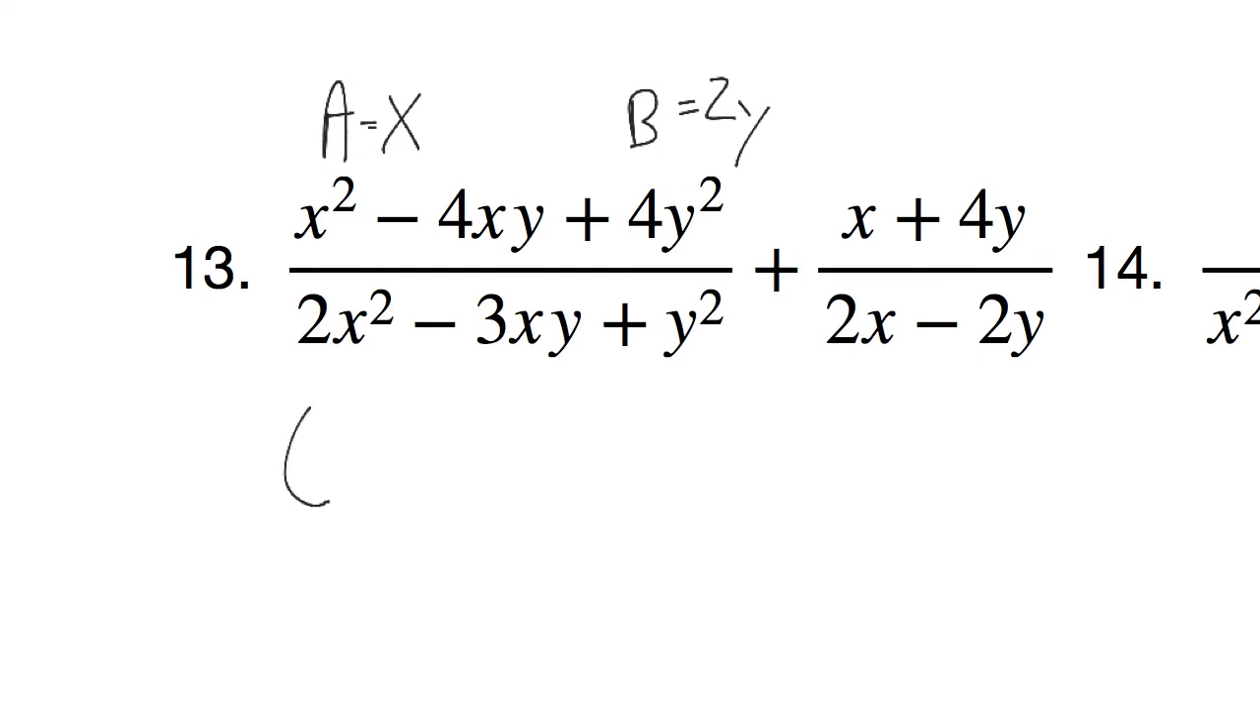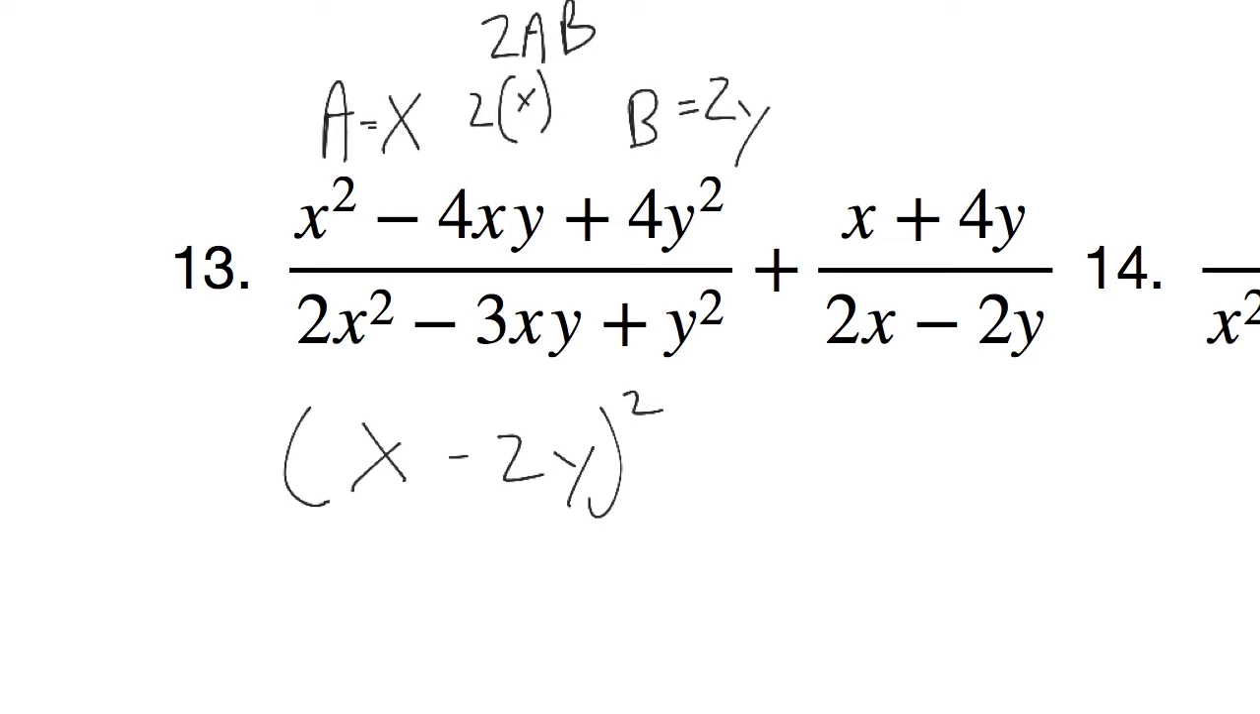So this is going to be x minus 2y squared. Let me write a little bit more of that out so you can see it. 2ab, that would be 2 times x times 2y, which is 4xy, which is what we have.